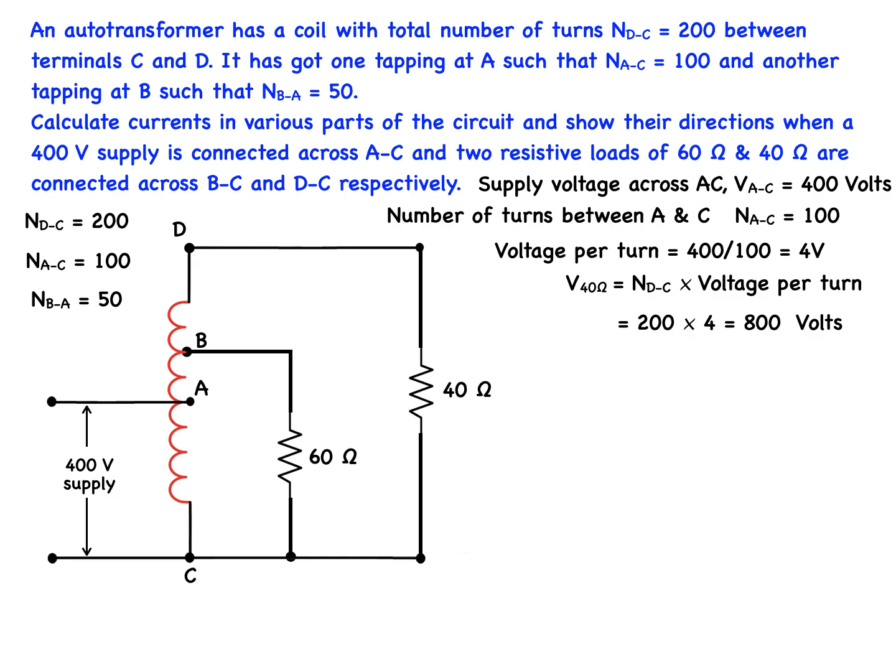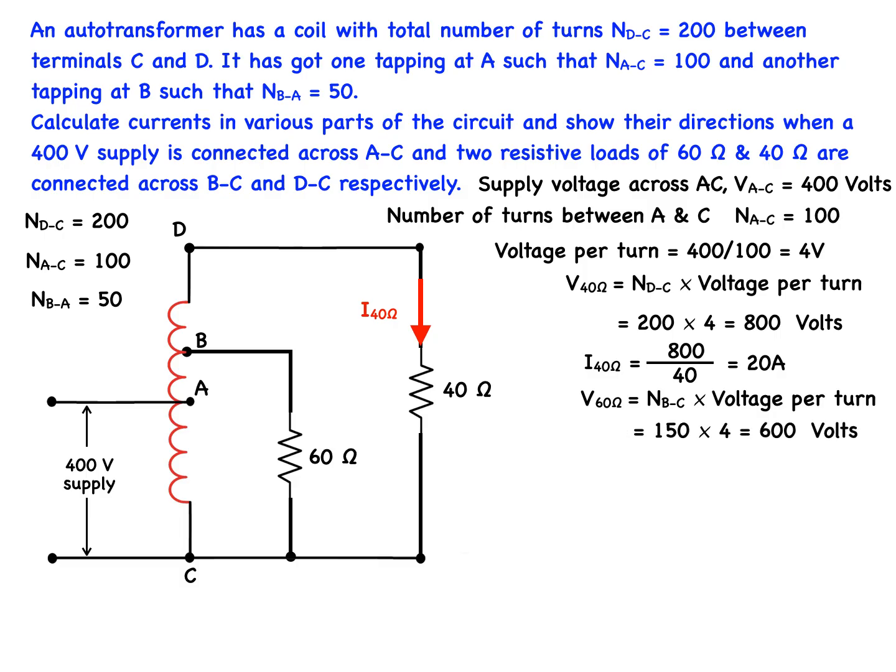So, according to Ohm's law, the current through the 40 ohm resistor is 800 divided by 40, and that is 20 amps. The voltage across the 60 ohm load is NBC times the voltage per turn, which is 150 times 4, or 600 volts. So the current through the 60 ohm resistor is 600 divided by 60, which is equal to 10 amps, again according to Ohm's law.